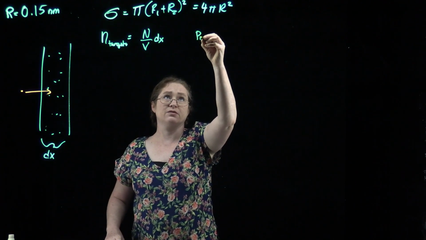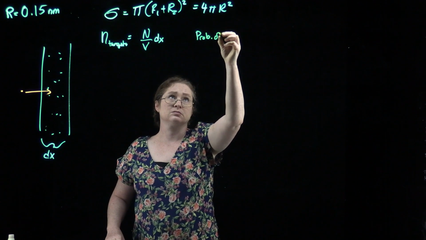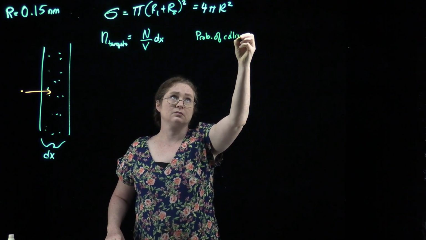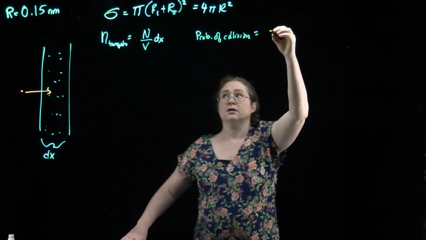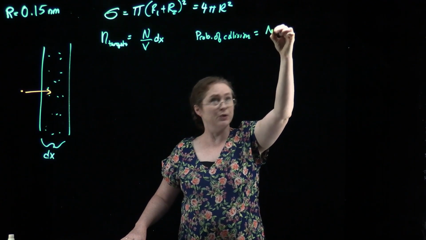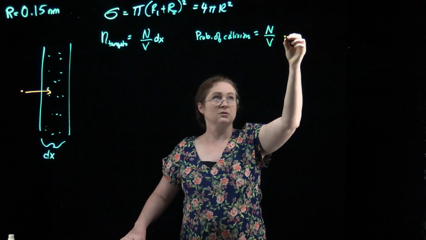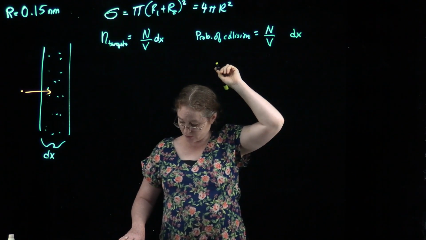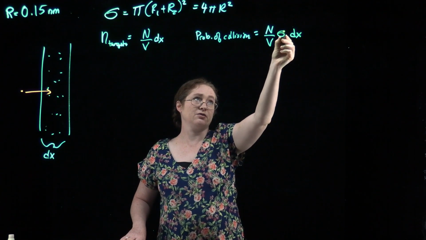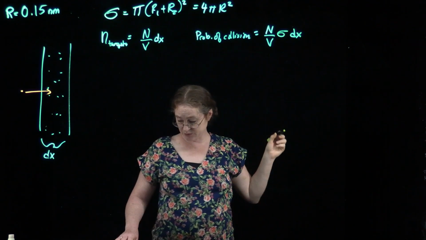So the probability of collision is that number density times the cross-sectional area for an interaction between two molecules.